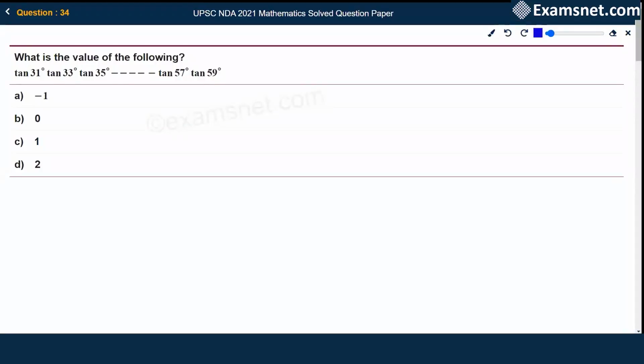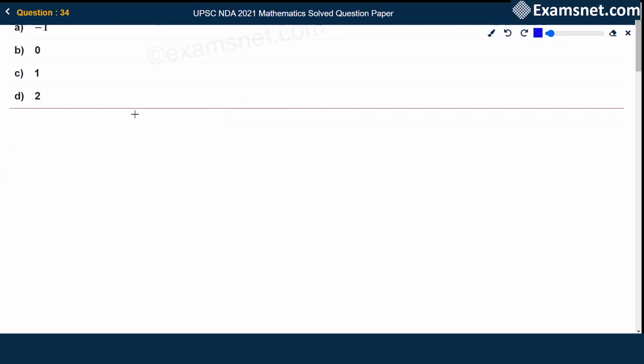It is given in question number 34. What is the value of the following? tan 1031 degree, tan 1033 degree, and up to tan 1059 degree. Okay, so let me first tell you that tan A can be written as cot 90 degree minus A. Okay, so this is coming from the complementary relationship. Also cot A can be written as 1 by tan A, right?